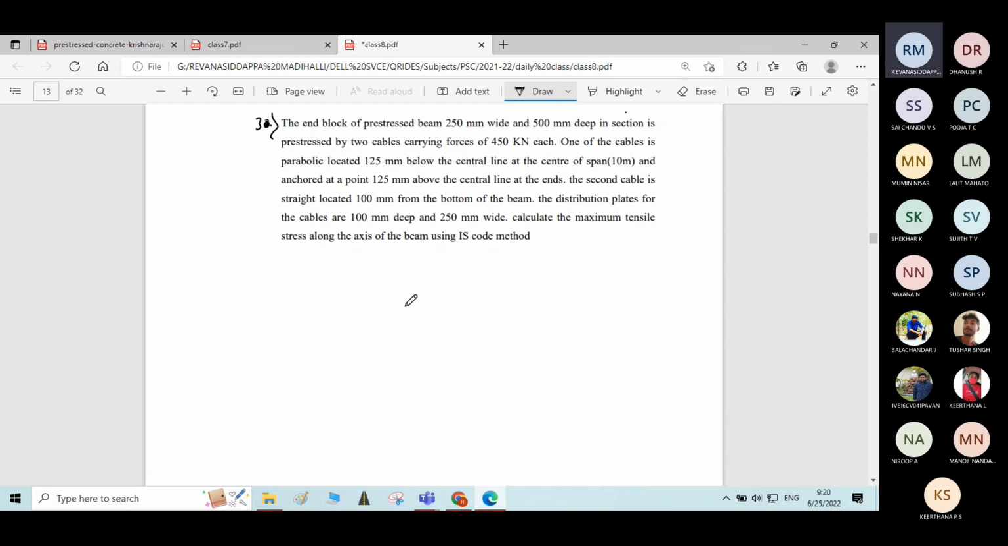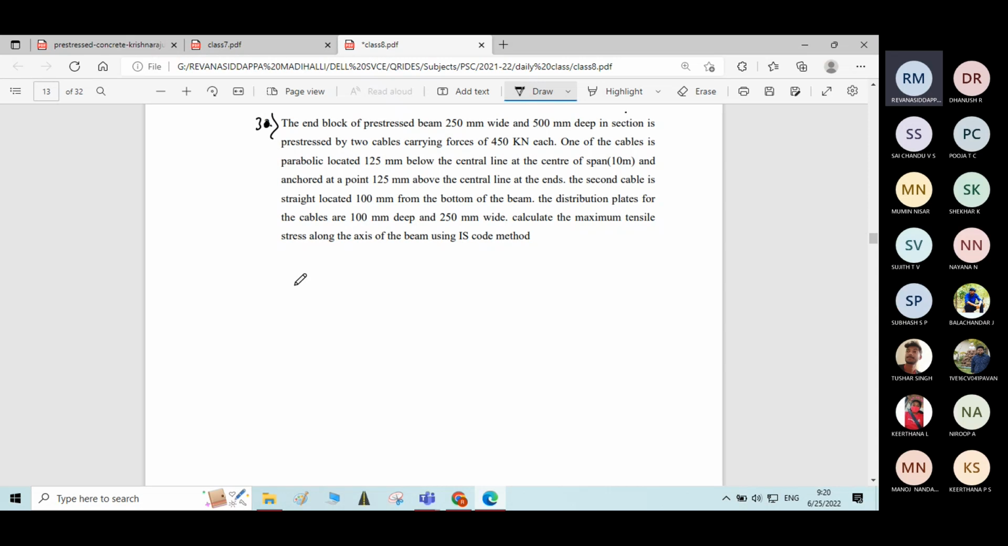carrying forces of 450 kilonewton each. One of the cables is parabolic, located 125 mm below the central line at the center of span and anchored at a point 125 mm above the central line at the ends.